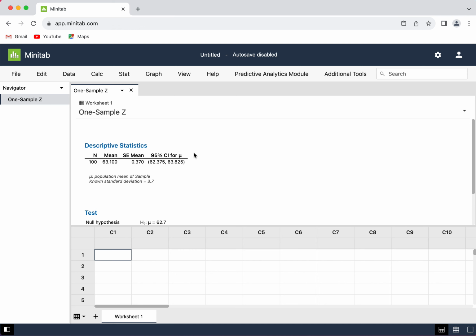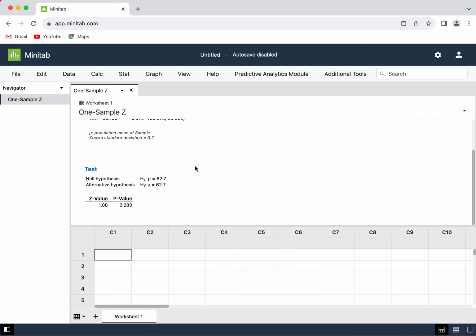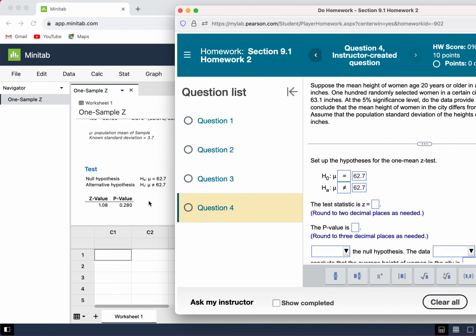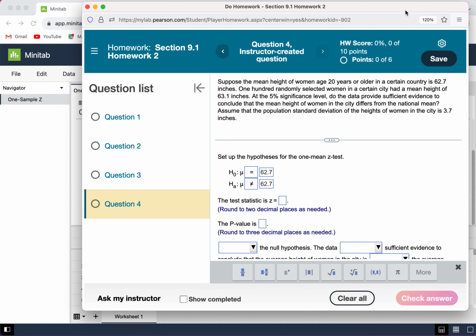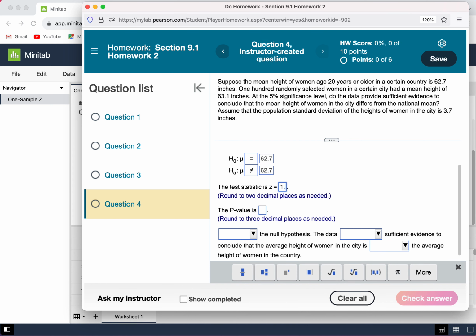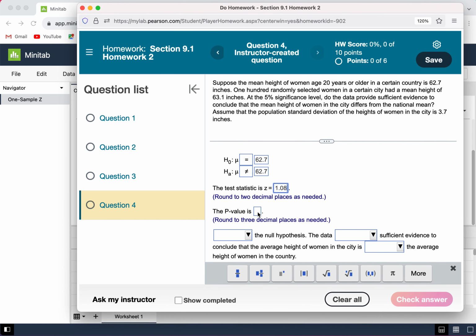Now I don't need to worry about the confidence interval here. Since I'm not asked for that, I scroll down to find the results of the hypothesis test. And I see in this box the null and alternative hypotheses are written out, so I can make sure that matches what I entered in my problem. The Minitab output uses an H1 instead of HA for the alternative hypothesis. Those are the same thing. Then I have my z-value and my p-value. So I'm going to enter those. 1.08 is the z-value or test statistic. And my p-value is 0.280.